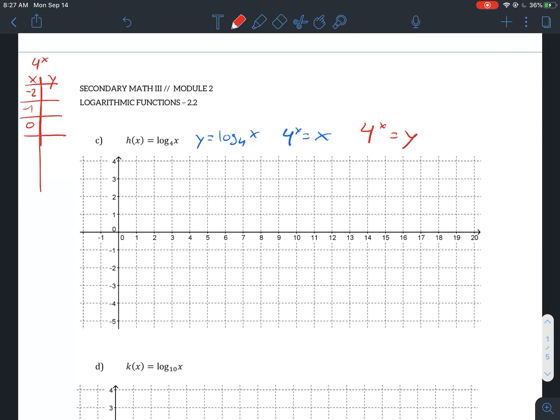So now let's go ahead and find some points on our inverse graph. 4 to the x. We'll do -2, -1, 0, 1, and 2. So 4 to the -2 power is going to equal 1/16. 4 to the -1 is 1/4. 4 to the 0 is 1. 4 to the first is 4, and 4 squared is 16. Now we need to swap the x and the y values.